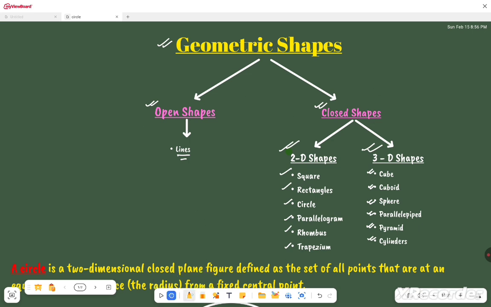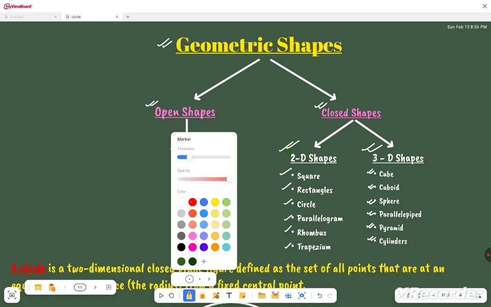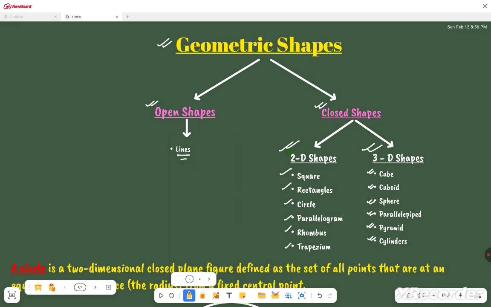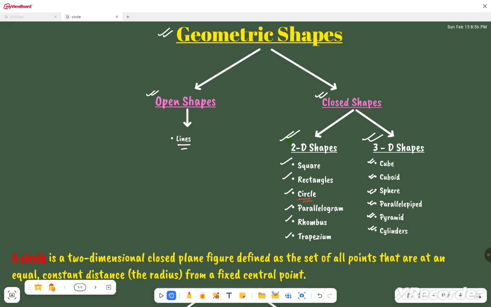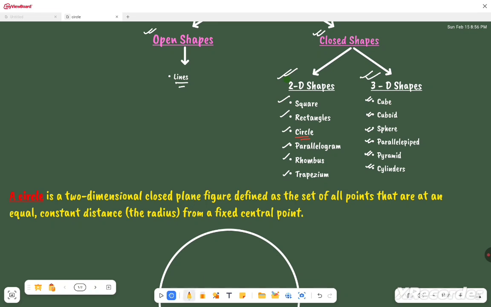Today's discussion is mainly on circle. Now what is a circle? Let us know the definition of a circle. A circle is a two-dimensional closed plane figure defined as the set of all points that are at equal, constant distance from a fixed central point.